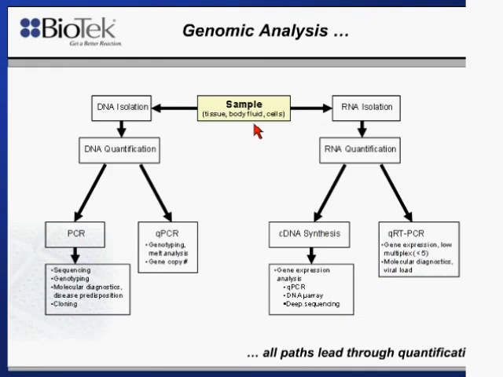And typically that process starts with isolation of either DNA, RNA, or protein samples, and we'll need to quantify those for efficient downstream workflows, such as would be required for quantitative PCR or quantitative RT-PCR. So essentially all these paths lead through quantification, and we need to have accurate quantification to be able to work through these different workflows.